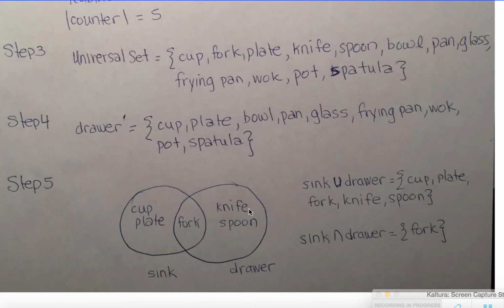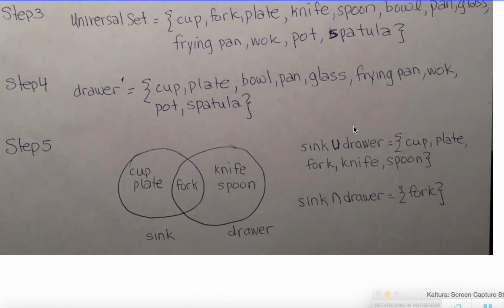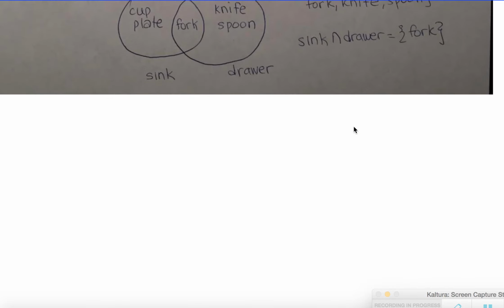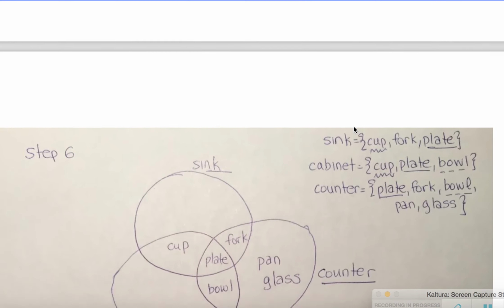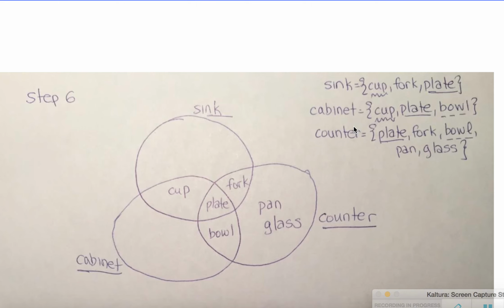Okay, so that's it. And we can also write, it asks you for intersection and union here. So the intersection of sink and drawer is the fork. These are the common elements, the fork. And the union is all the elements but listed once. Fork is common twice, so we just listed it once. So union is all elements in both sets. Okay, so that was step 5. Just make sure any extra questions the assignment has, that you answer them properly, like the different notations or whatever.